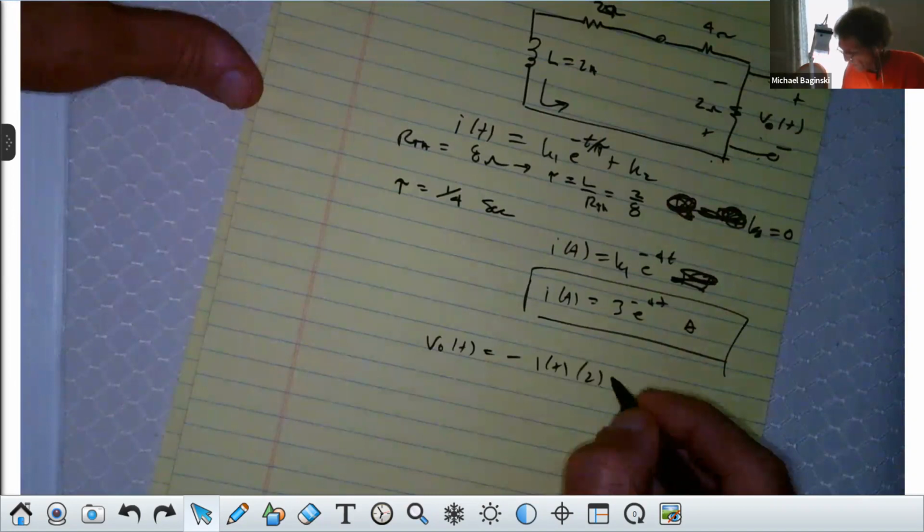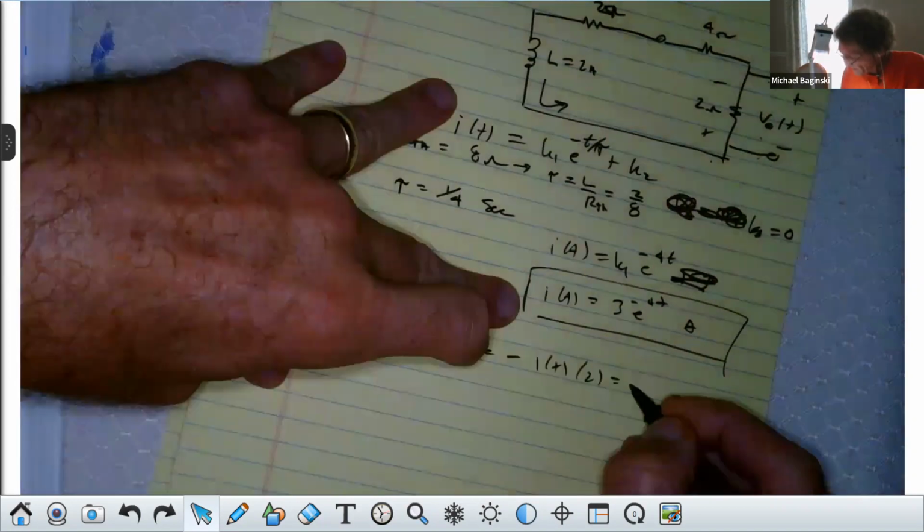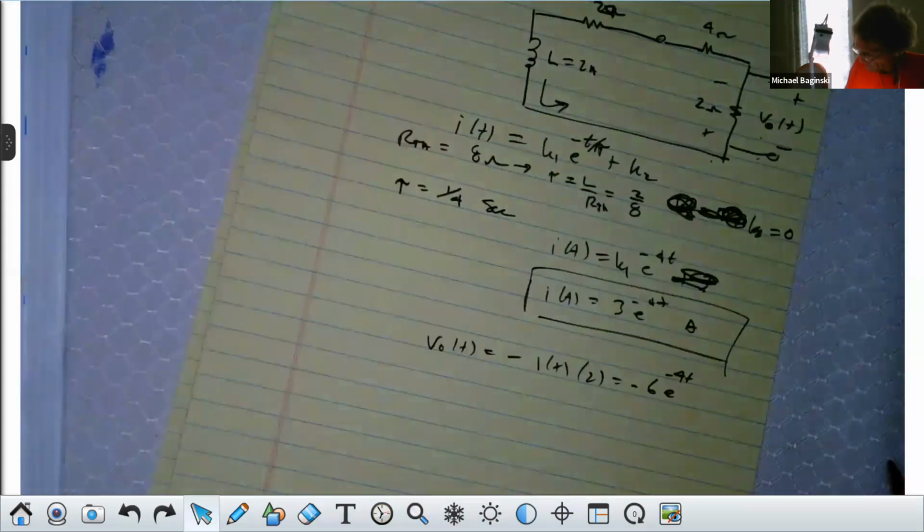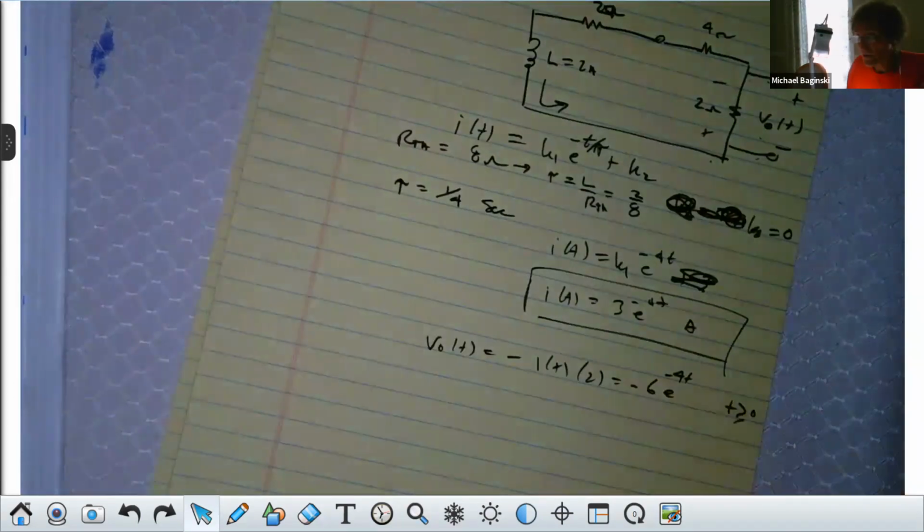Or it's going to be what? Minus 6e to the minus 4t, right? For t greater than 0. Greater than or equal to 0. Do you all agree with that, class?